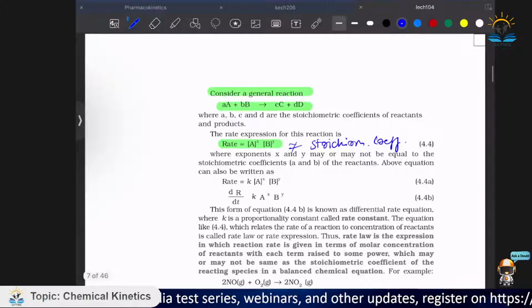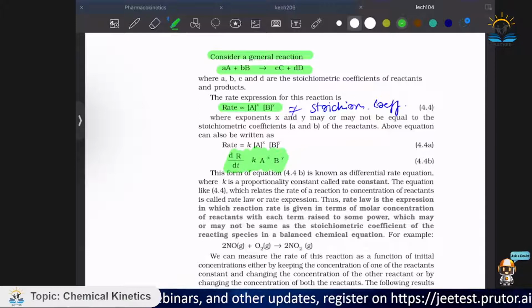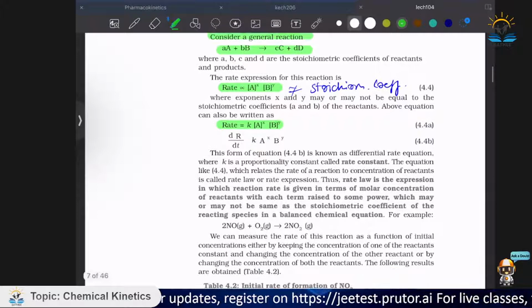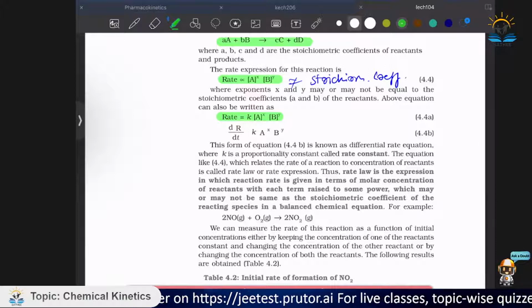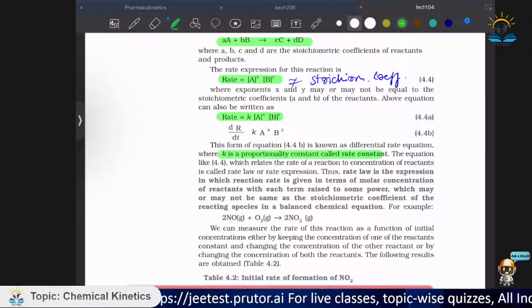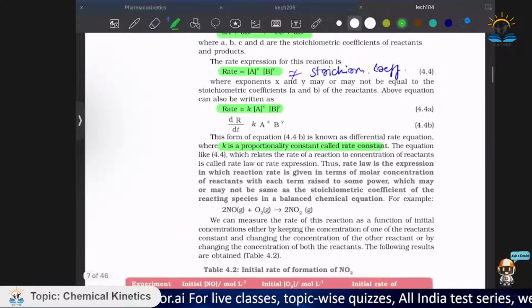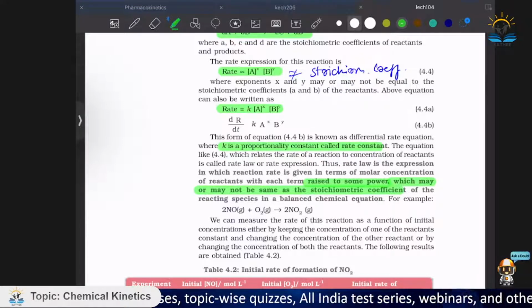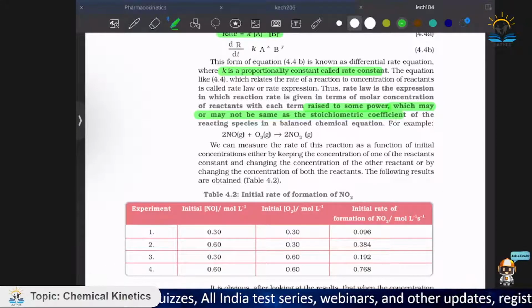The x and y are determined experimentally. Just remember this equation: rate is some constant times the concentration of A to the power x, B to the power y. This k is a proportionality constant called the rate constant, and the x and y are determined experimentally. The concentrations are raised to some power which may or may not be the same as the stoichiometric coefficient of the reacting species. It is raised to some power, and it may or may not be equal to your stoichiometric coefficient.